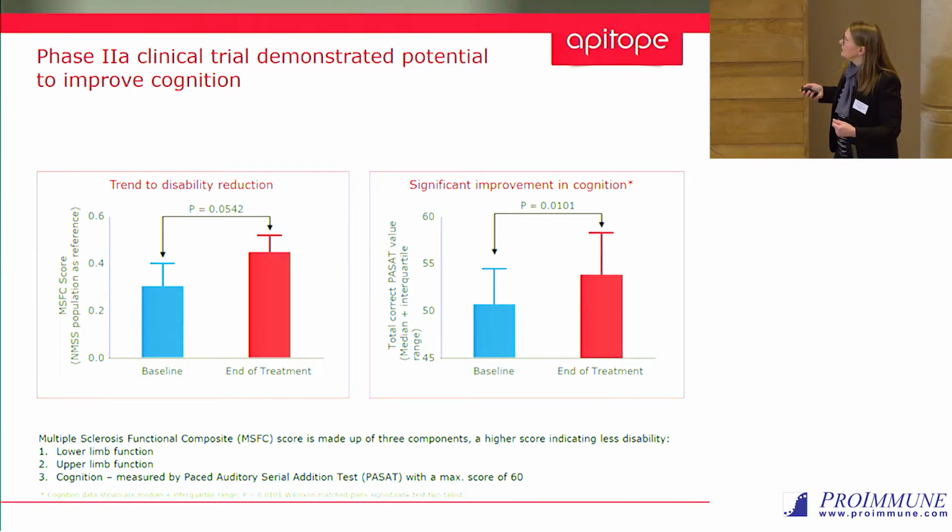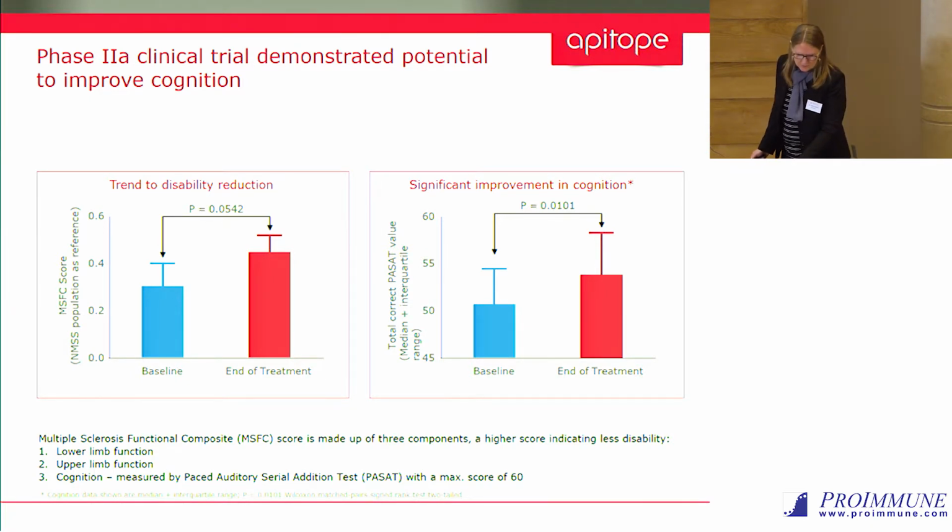We split the different arms up and looked at them individually and could see that there is a significant improvement in cognition using the paced auditory serial addition test, called PASAT, from baseline to end of treatment. And of course this is absolutely interesting to continue into the next clinical trials to see where this can lead us.